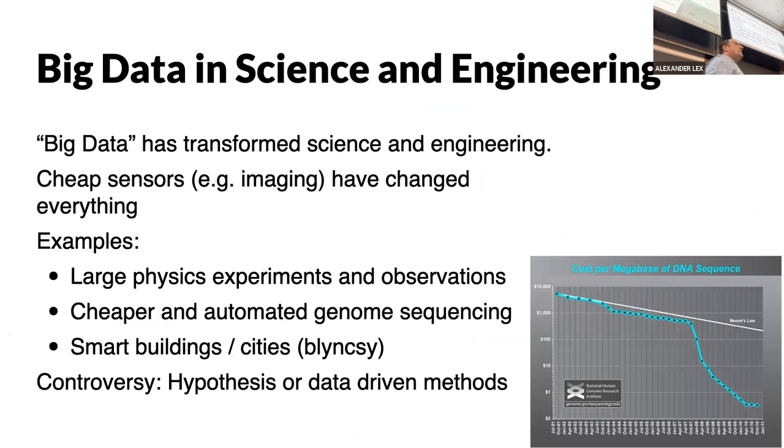But then, of course, big data happens also, and predominantly in science and engineering. It really has transformed science and engineering. Like cheap sensors, and by that I mean anything, right? Like images, cameras that do imaging, they have changed everything. So, for example, large physics experiments and observations, genome sequencing at unprecedented scales, smart buildings, smart cities, and so on. All of this collects data.